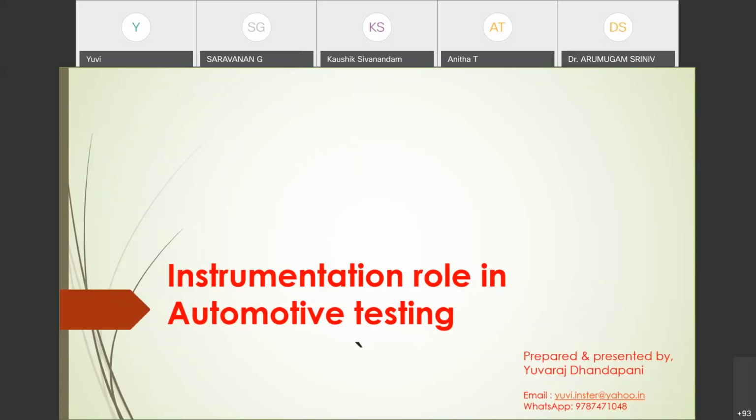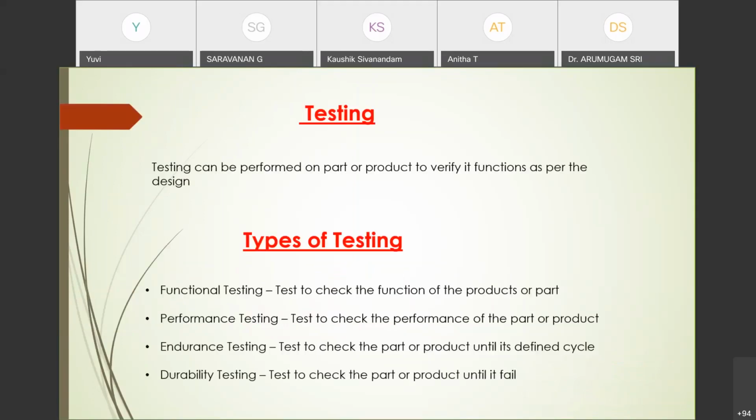So firstly, what is testing? Testing can be performed on a part or product to verify it functions as per the design. It's very simple. We perform the test on a part or product to verify whether it functions as per the design or not.